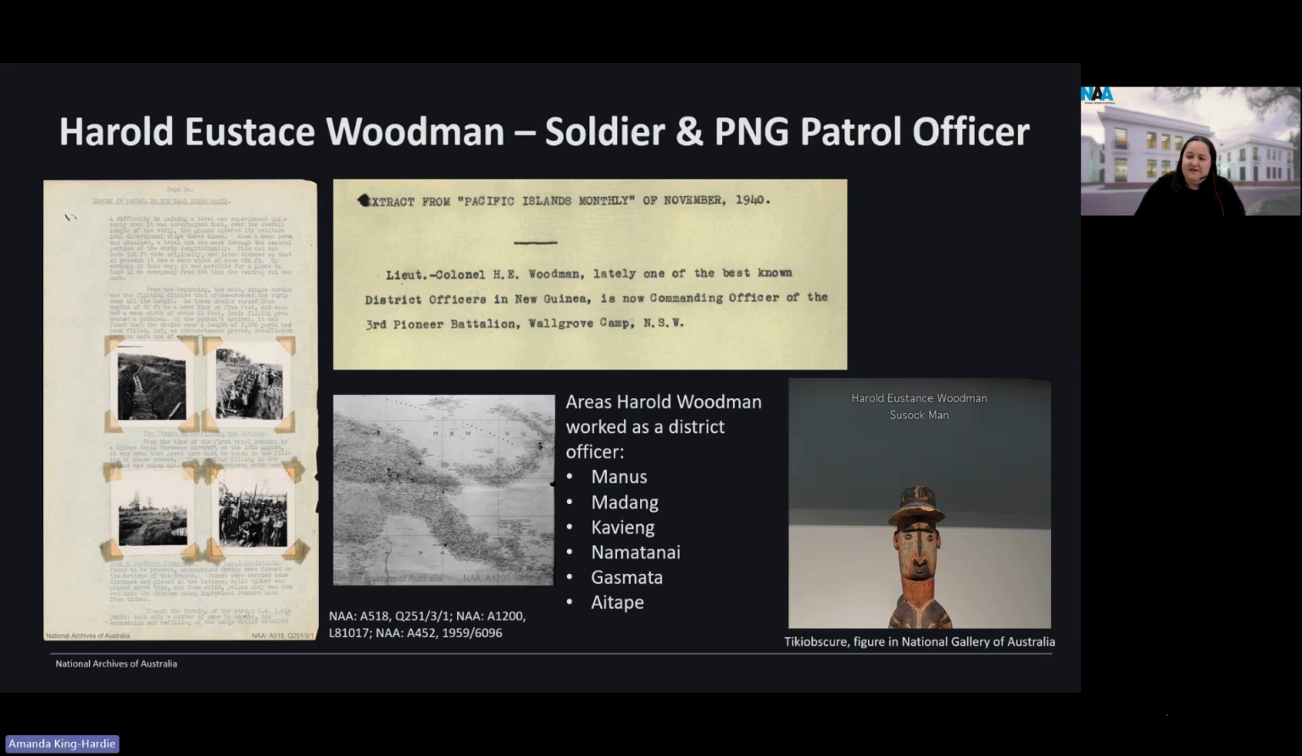Harold went back into military service in June 1940 during World War II, and we hold his World War II service records also. And towards the end of the war, returned to PNG to take charge of the Madang district before retiring to Penrith, New South Wales. He passed away in 1974 at the age of 82.